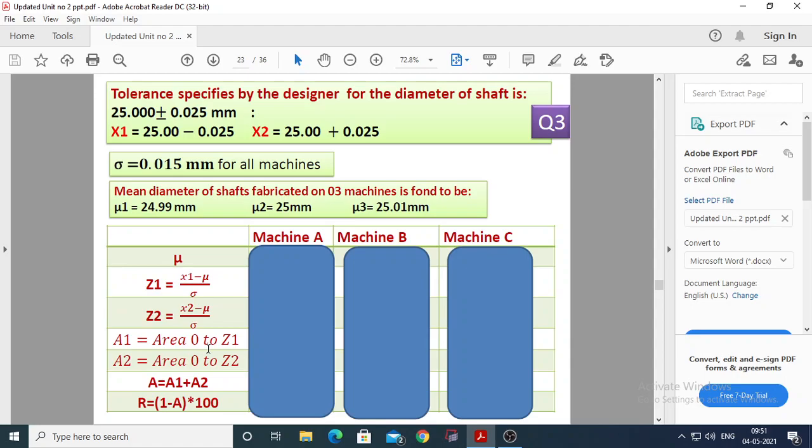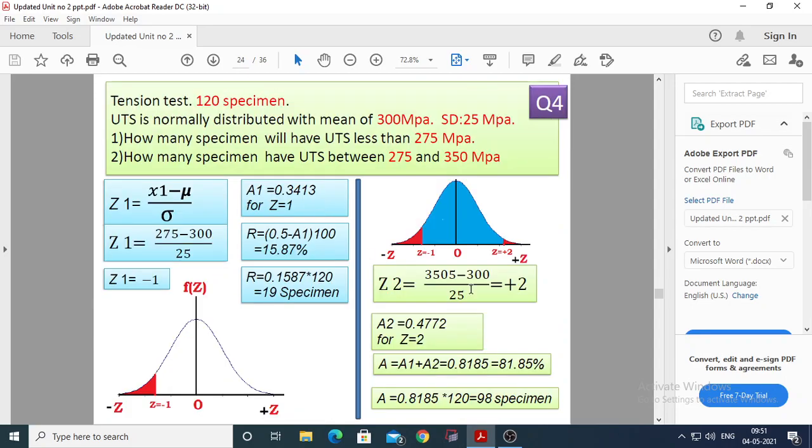Then how to calculate the rejected one? It is 1 minus the total area, into 100. You will get the answer in percentage. Very simple. Do the same thing here and solve it at home. We'll see one more example.